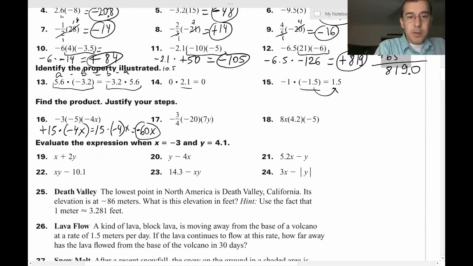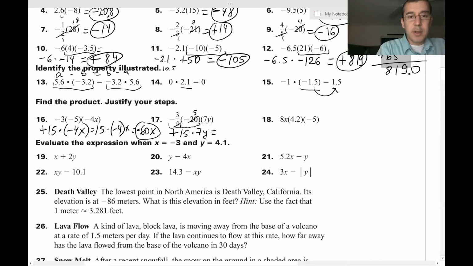17. So here what we can do is multiply the first two numbers. We have two numbers with the same sign, minus and minus, that's plus. 4 and 20 cancel out by 4. We get 1 here. 4 divided by 4 is 1. 20 divided by 4 is 5. 3 times 5 is 15. So plus 15 times 7y.